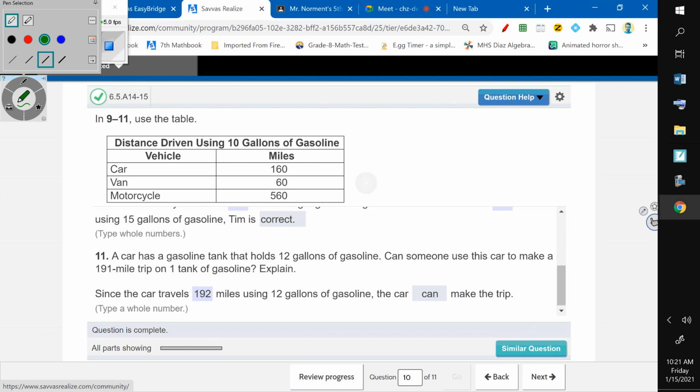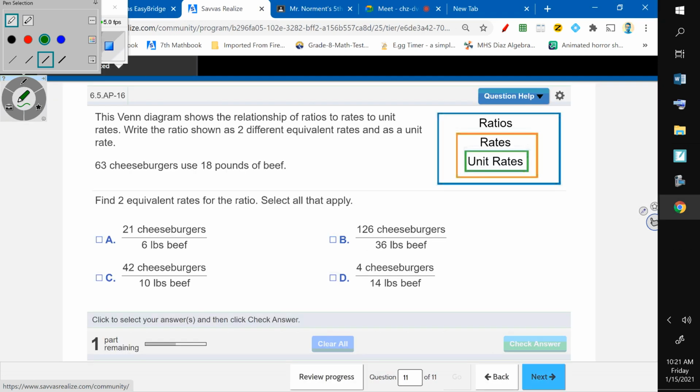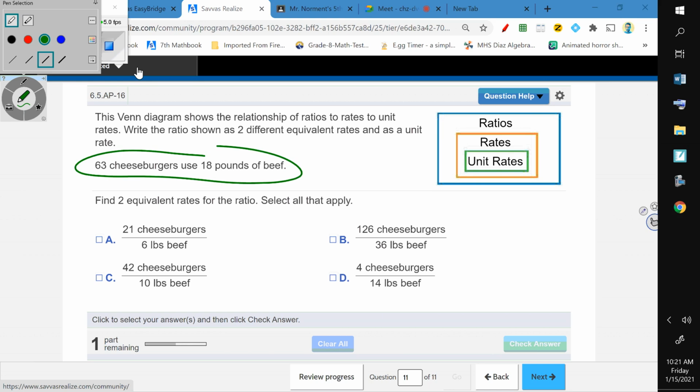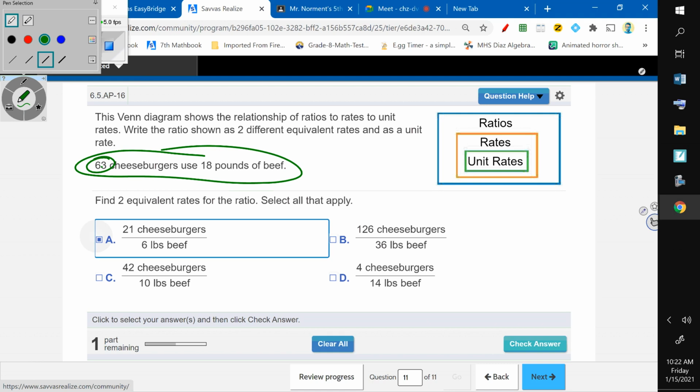And I'm going to have one more to do. This Venn diagram shows a relationship of ratios. Write the ratio shown as two different equivalent rates and a unit rate. So this is not too hard. One of these is going to be cutting 63 cheeseburgers in half and 18 pounds in half. Actually, it's not going to be cut in half because that would be a decimal. But you can divide by 3 to get this.